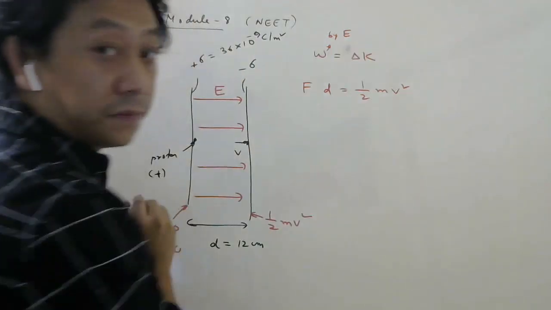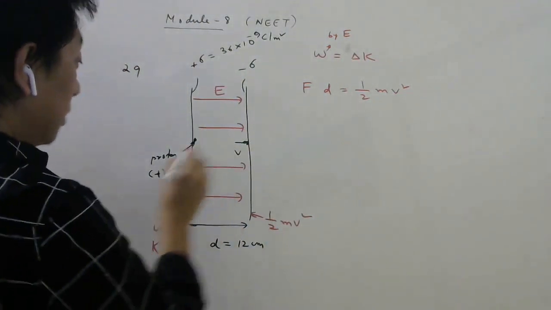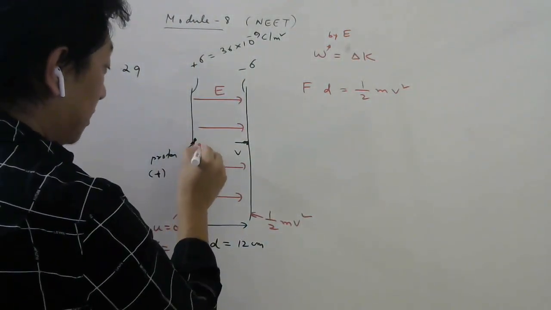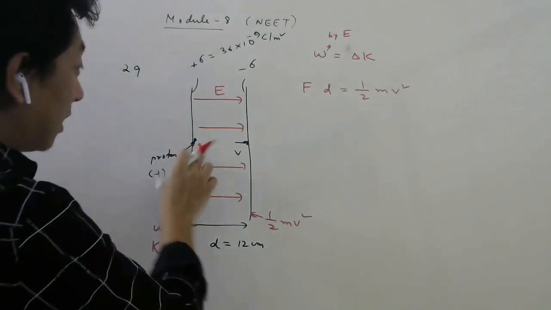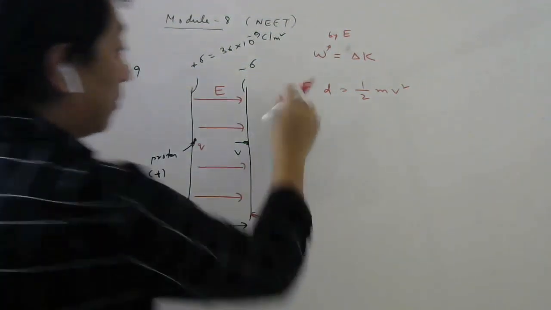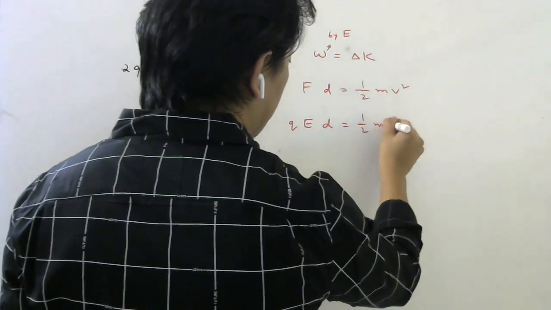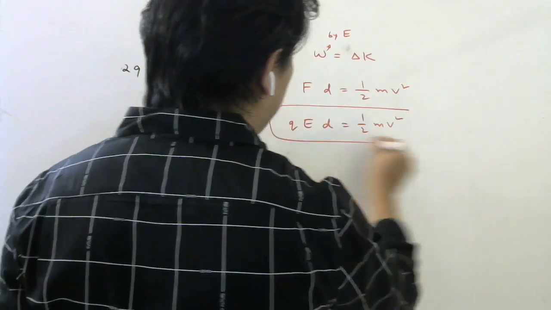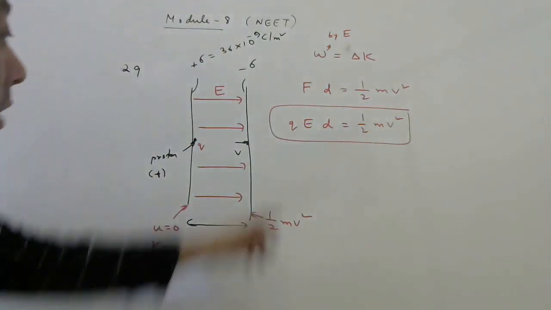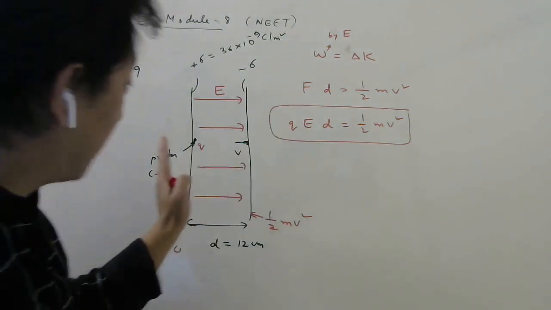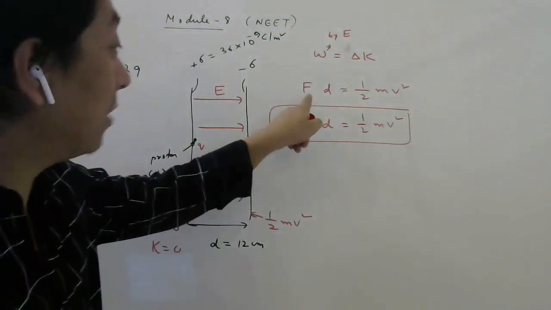Okay, students. Now the force is on which charge? This proton's charge is q, let's say. Then any charge in electric field will feel what force? Q into E. So this way you can find a relation between the electric field which accelerates the charge by applying force.